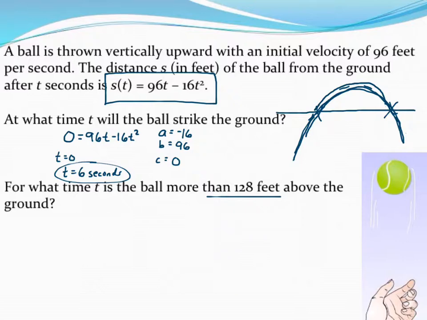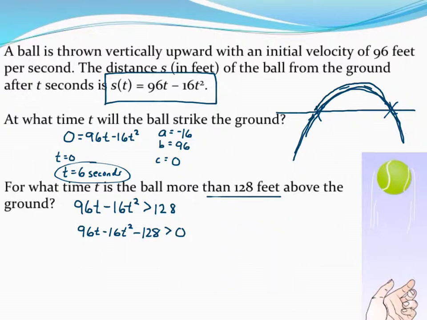So here's what they're asking us to do. Once again, the equation that represents the path of the ball is 96t minus 16t squared. I want to know when that's greater than, more than, 128 feet above the ground. So here's the inequality I want to solve. Well, if you watched the last video, you know the first thing we'll need to do is get everything moved to one side, not set equal to 0. I'm going to subtract the 128, and now I have to say, when is this greater than 0?